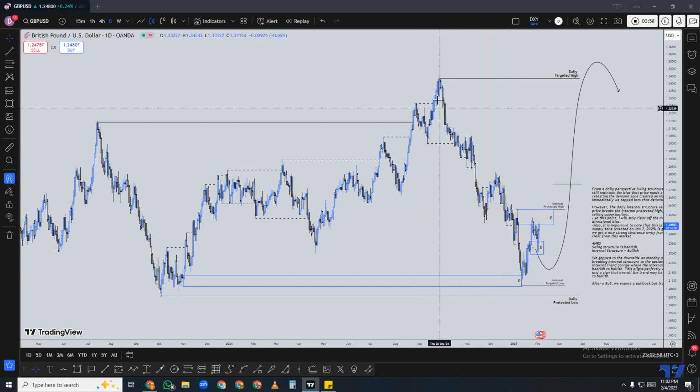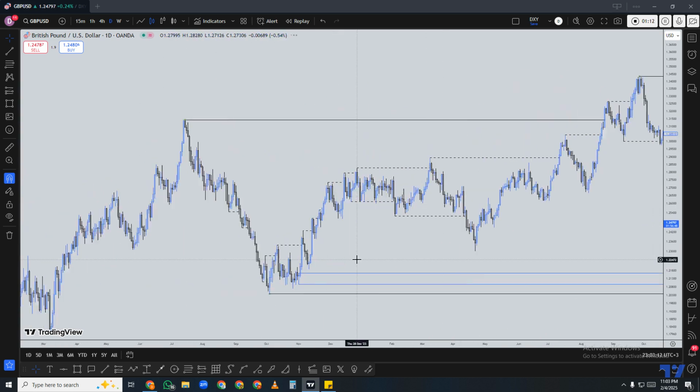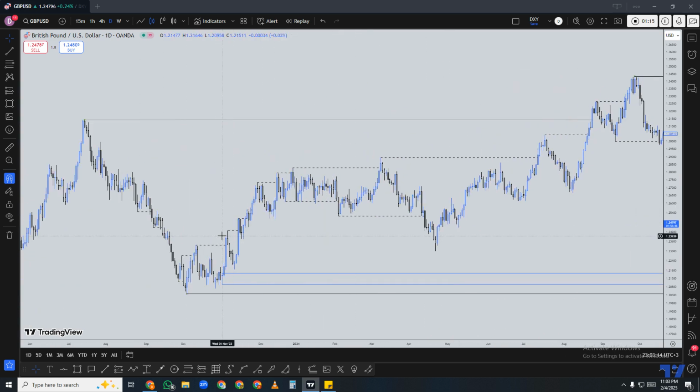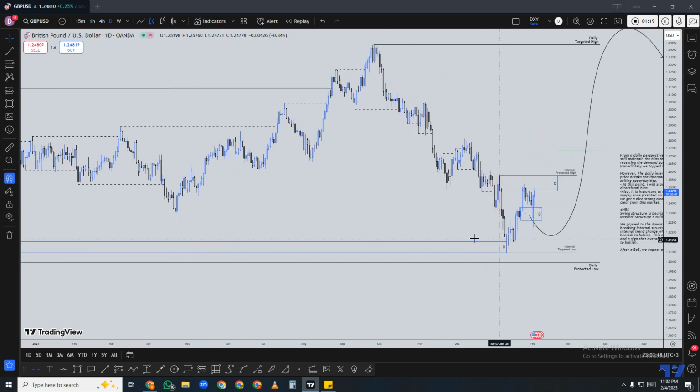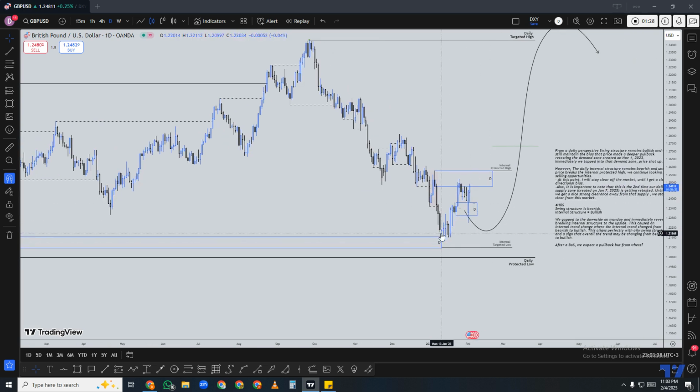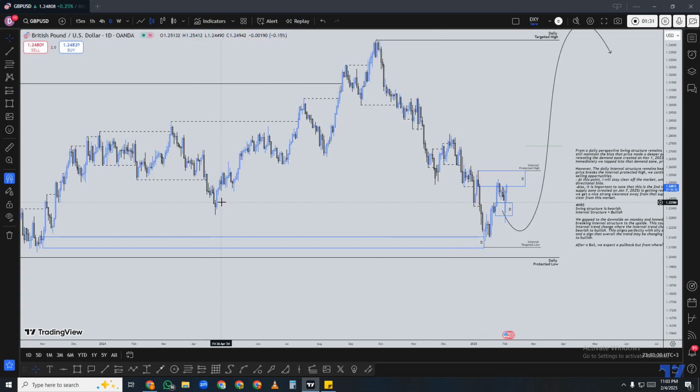We've been making this very deep pullback, coming into this demand zone right there. And once we tapped into that demand zone, which was created on November 1st, 2023, as you can see, price tapped into it, and we are getting that nice reaction. So we have that on a swing structure level.